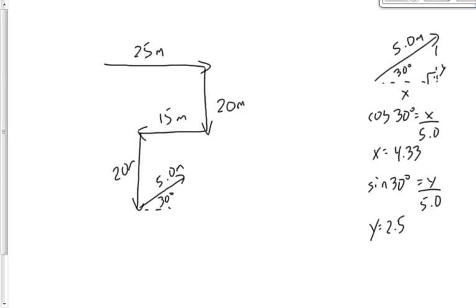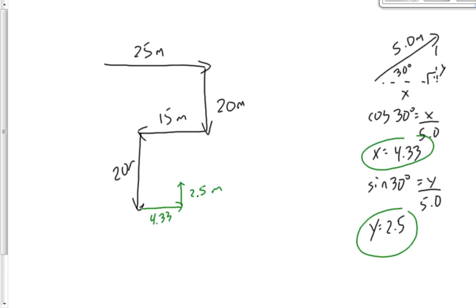Now, watch what I'm going to do. I'm going to physically erase this 5 meter vector and replace it with a 4.33 meter vector and a 2.5 meter vector. Doesn't this question look easier now that I don't have that 30-degree angle? But all I've done is broken that 5 meters at 30 degrees up into 4.33 and 2.5. Now I can analyze it the way that I did the questions for homework last night.